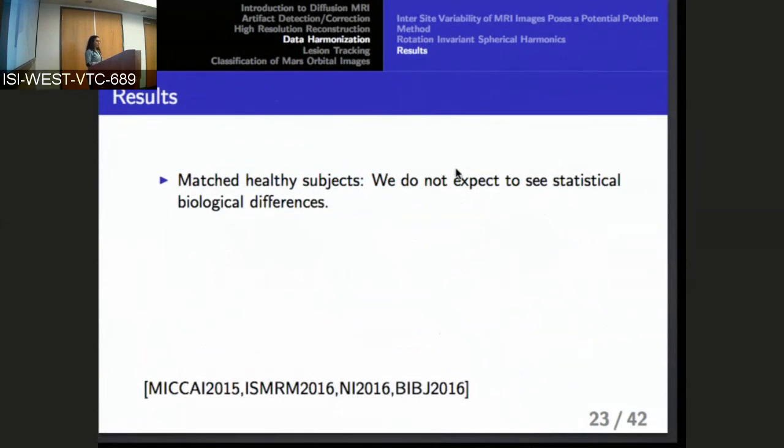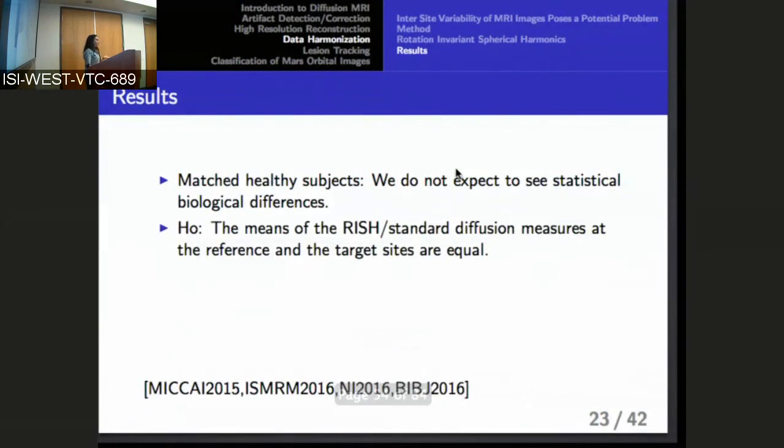Again, we start with some subjects which were age matched, gender matched, all of them healthy, and because of that, we do not expect to see biological differences. So our null hypothesis was that the mean of our rotation invariant spherical harmonic coefficients should be similar for subjects in target and reference site.